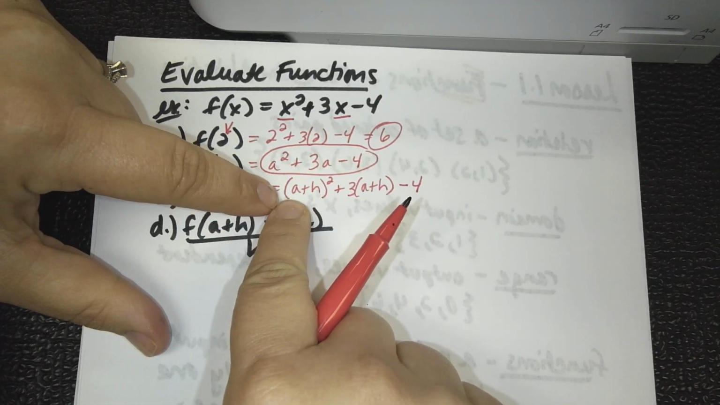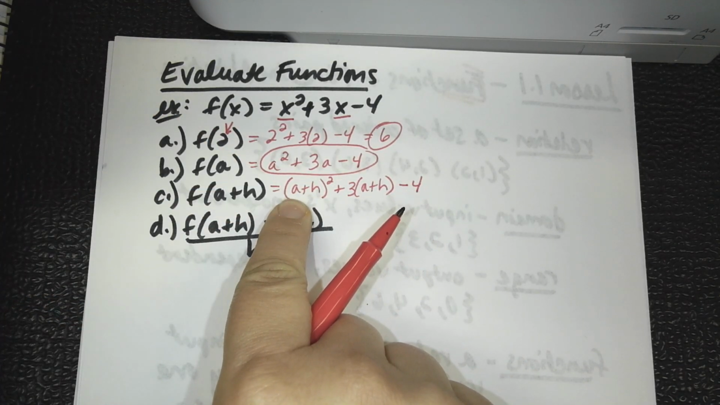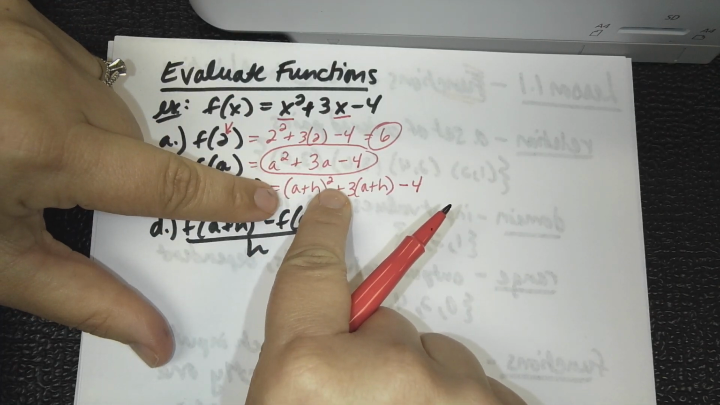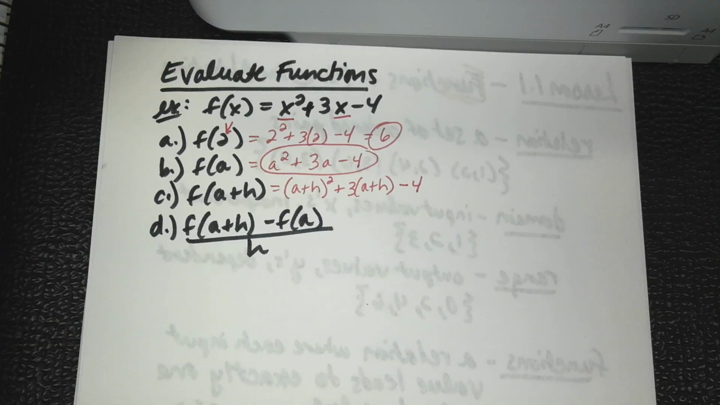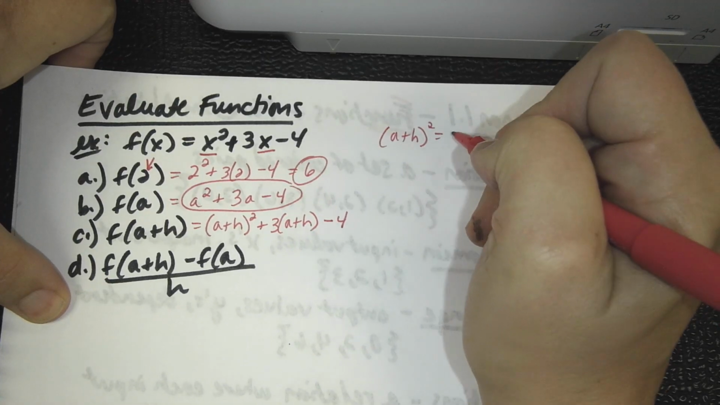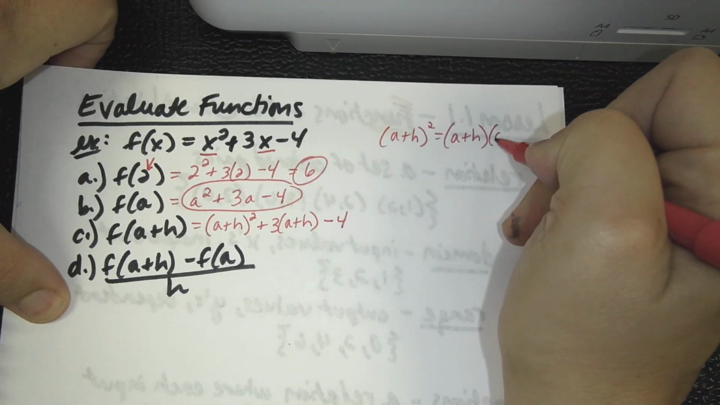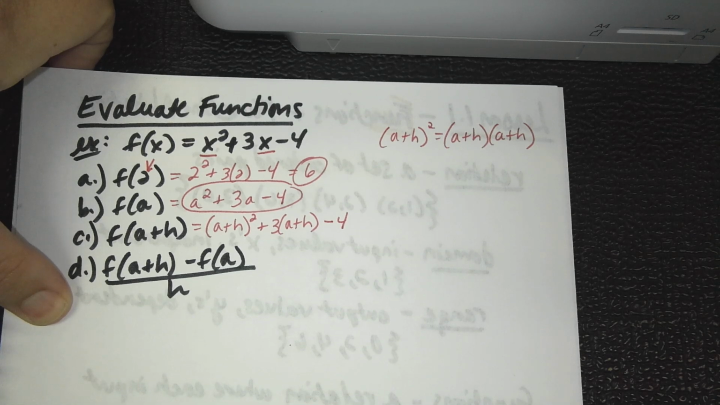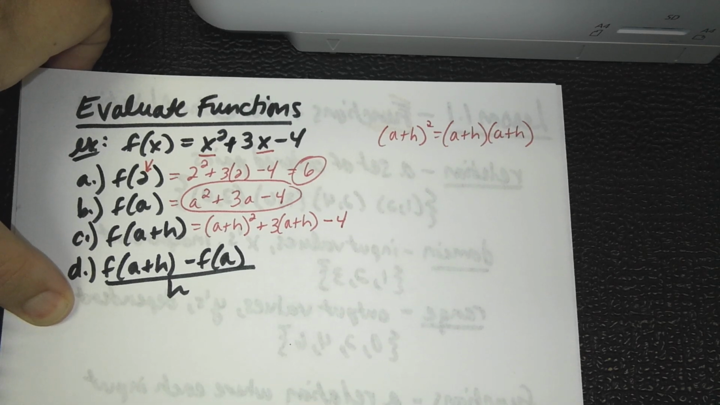Now listen to me. This gets on my nerves. Another thing gets on my nerves. I don't have a lot of nerves, y'all. Don't do this. A lot of students think that a plus h squared is just, oh, isn't it just a squared plus h squared? No. Negative. I'll put it here on the side. a plus h squared means take this binomial and multiply it by itself, which means it becomes a trinomial. You have to FOIL it. You have to FOIL it when you square binomials.